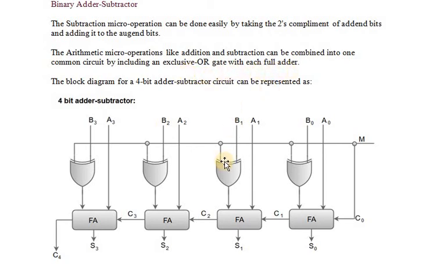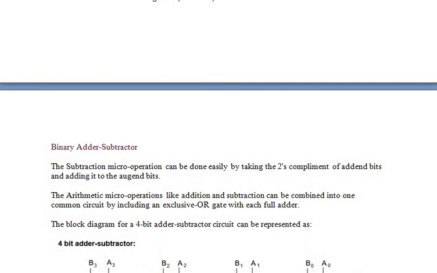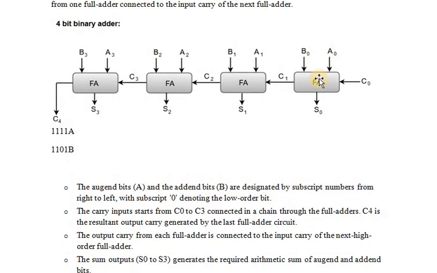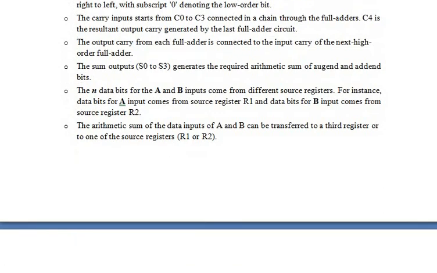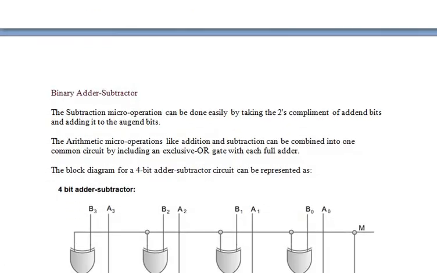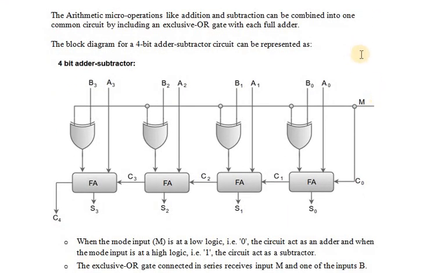In the last circuit, by using the full adder only, we performed the addition. In the next circuit we are also using the full adder, but we are using one XOR gate to perform both addition and subtraction in the same circuit. Based on the input, it will perform addition or subtraction.